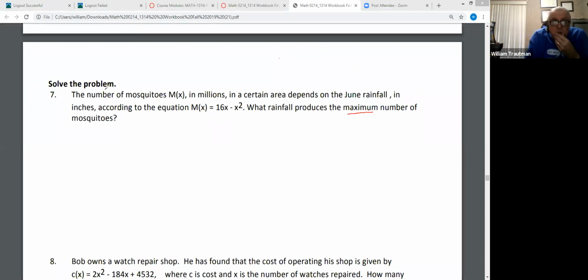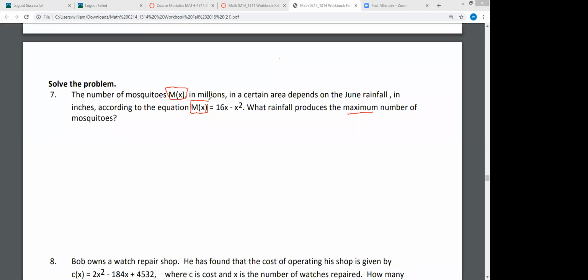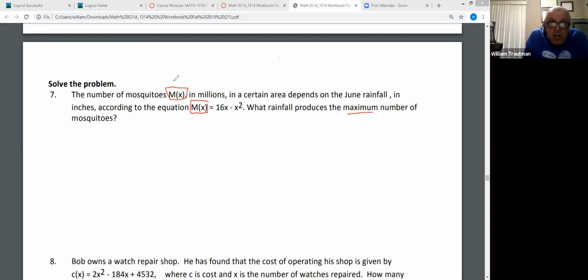So let's read the question. The number of mosquitoes, M(x). This stands for the number of mosquitoes. In the equation, what does M(x) represent? Can somebody tell me, other than mosquitoes, is there another letter that it represents? It's Y. Yes. You know, it's a function, and this represents the Y value. I want to make sure everybody understands the number of mosquitoes represents the Y value. Y equals this.